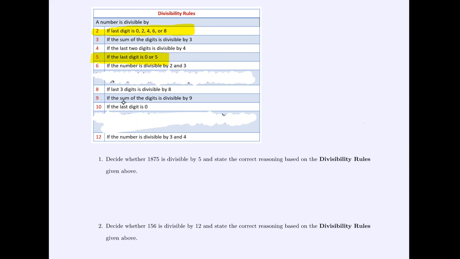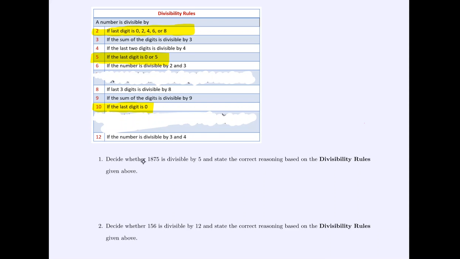9 is similar to 3. It's divisible by 9 if the sum of the digits is divisible by 9. 10, if the last digit is a 0, that's a good one to know. And then it's divisible by 12 if the number is divisible by 3 and 4. So that lists out our ideas. Let's see this applied in our next example.